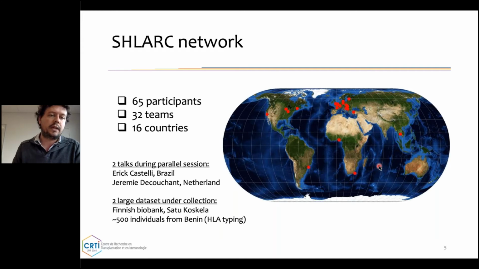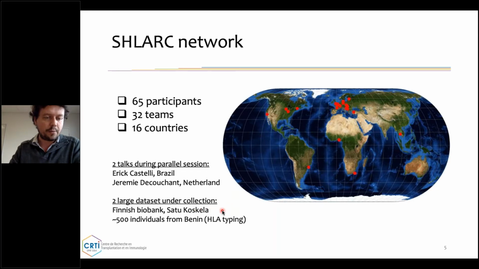Today, I invited two persons to talk in the parallel session right after this session, Eric Castelli from Brazil and Jérémy Decouchant, who is now from the Netherlands. He was from Luxembourg until recently.